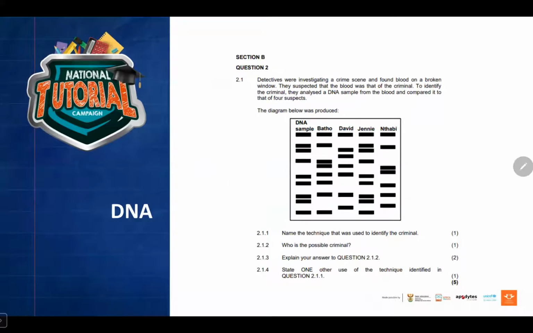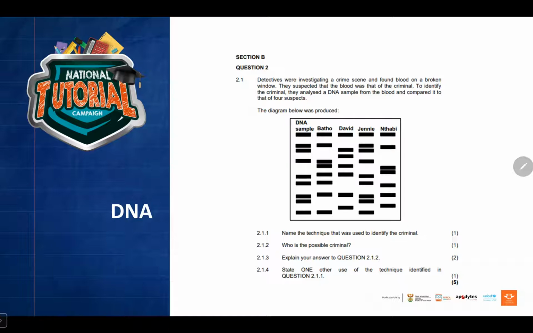So the first question with that as groundwork knowledge that we find in the exam is question 2.1. It reads, detectives were investigating a crime scene and found blood on a broken window. They suspected that the blood was that of a criminal. To identify the criminal, they analyzed the DNA sample from the blood and compared it to that of all four suspects. The diagram below was produced.